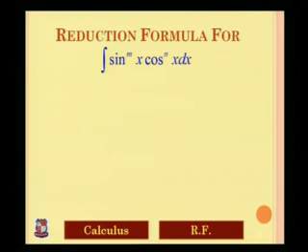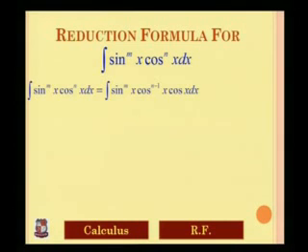By using the same method of integration by parts, we can develop the reduction formula for sine raised to m x into cos raised to n x dx, and we get this result: integration sine raised to m x into cos raised to n minus 1 x into cos x. Okay, just look at here. In the second step, we can rearrange the terms: cos raised to n minus 1 x into sine raised to m x into cos x dx. The bracket part can be considered as v in the integration by parts.